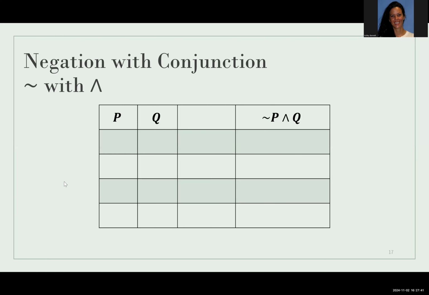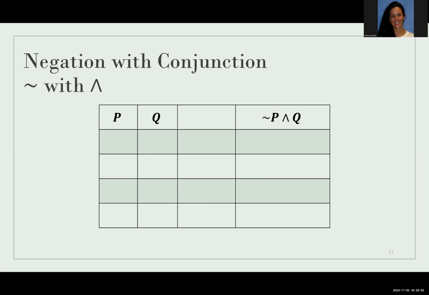In this example, we're going to make a truth table where we combine a negation with a conjunction. We have two propositions, P and Q, and ultimately we would like to make a determination about the statement, not P and Q.